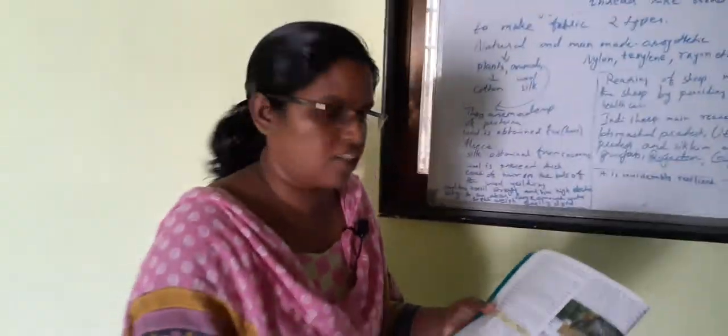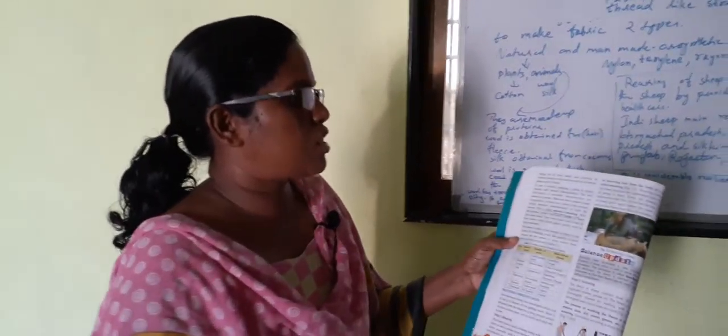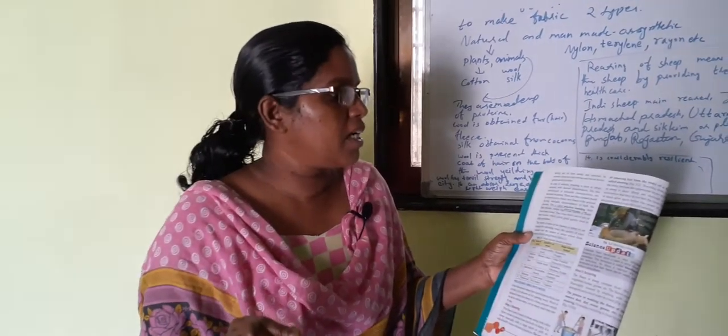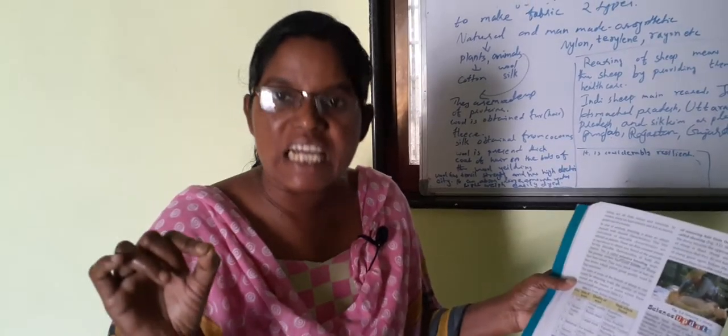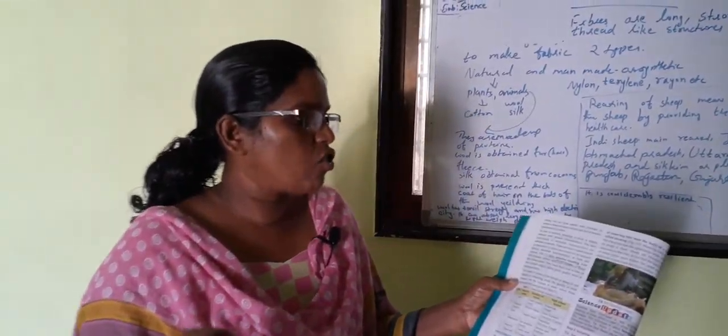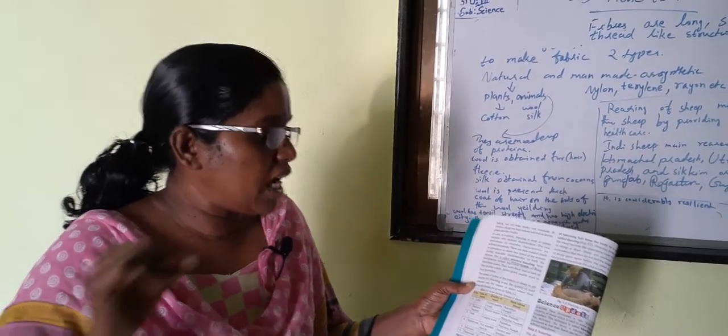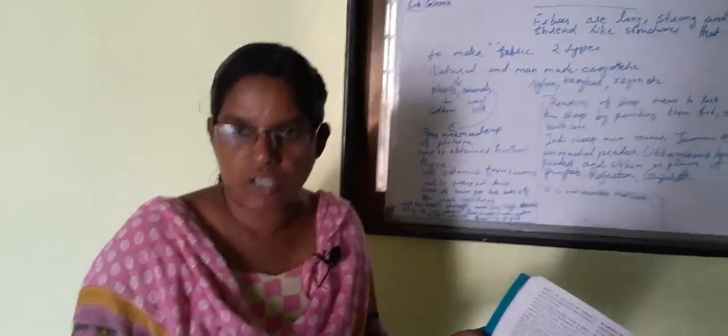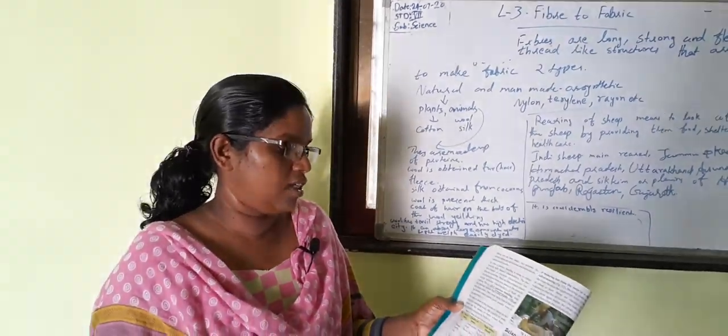What is it? Selective breeding. With this process, certain high yield breeds of sheep have been raised. They have a thick coat of hair on their bodies, which yields good quality wool in large quantities.